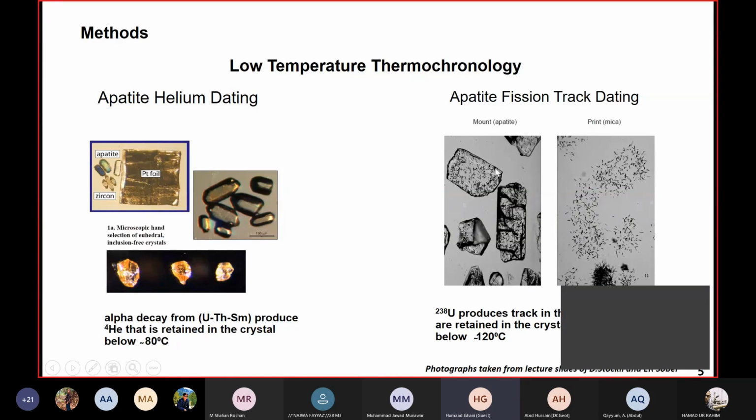So in this case, this is the daughter product, and this is the parent product, which actually quantify the uranium ratio in the crystal. So when you quantify the parent and daughter, you get the age of the rocks. And down the line, you will see that these methods are really important in understanding fold and thrust kinematics.